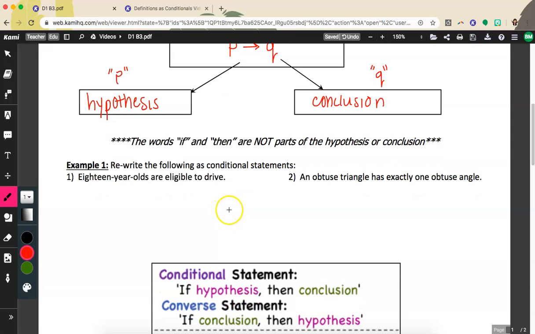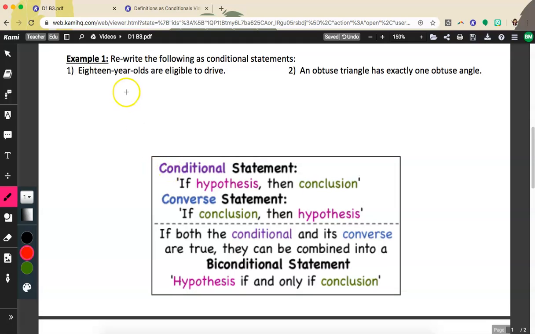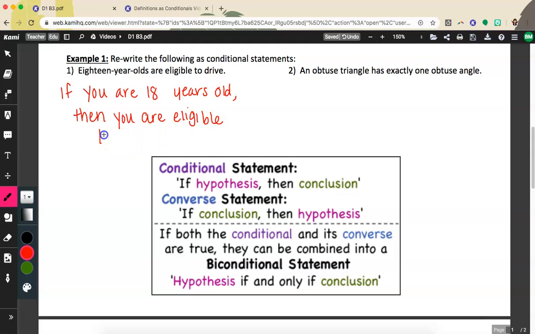So let's start with a few examples. Rewrite the following as conditional statements. It says 18-year-olds are eligible to drive. As a conditional statement, I need if and then. I need those two words. So we'll say, if you are 18 years old, then you are eligible to drive.